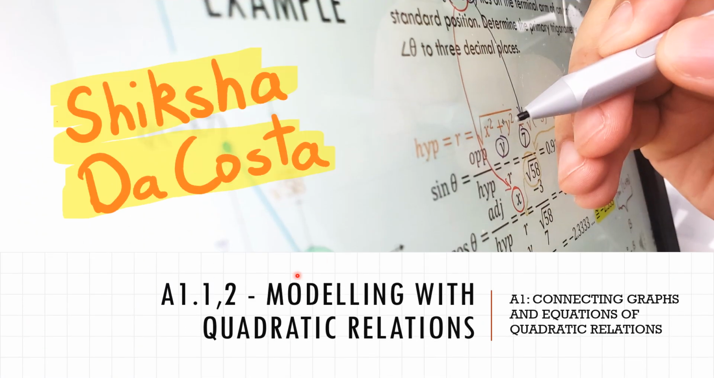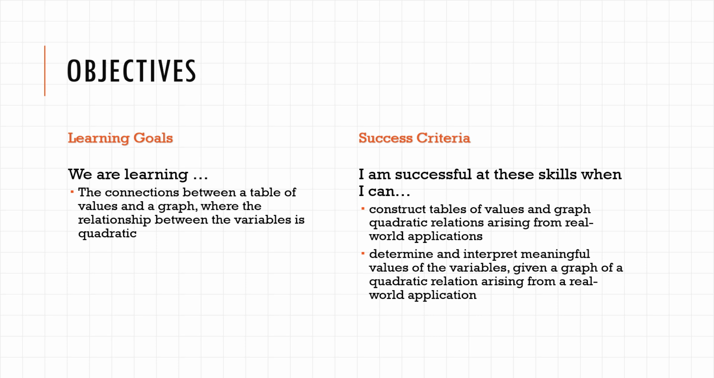Today we're going to be modeling using quadratic relations. And this is part of the unit on connecting the graphs and equations of quadratic relations. So today we're going to learn the connections between a table of values and a graph, where the relationship between those two variables in the table is a quadratic relationship.